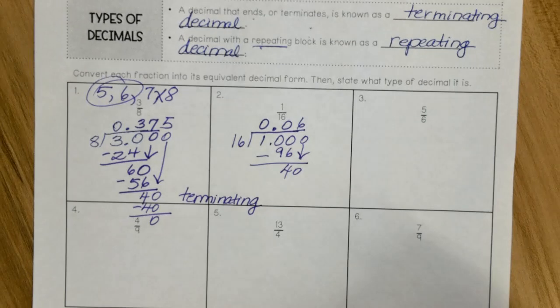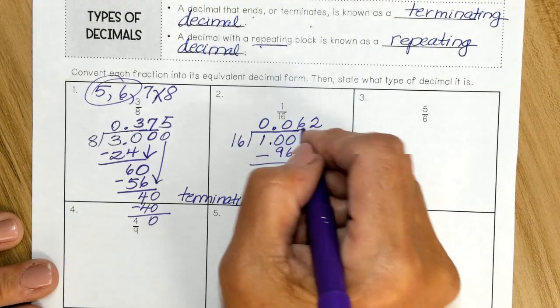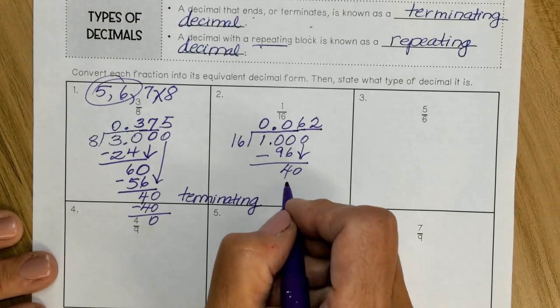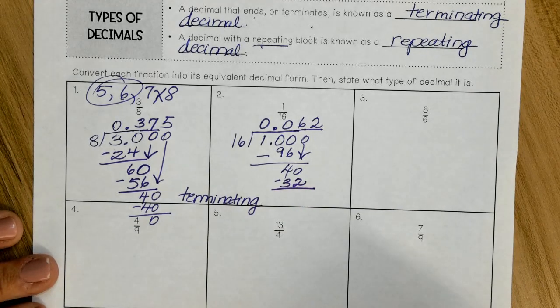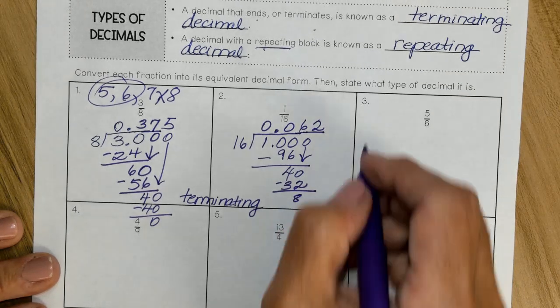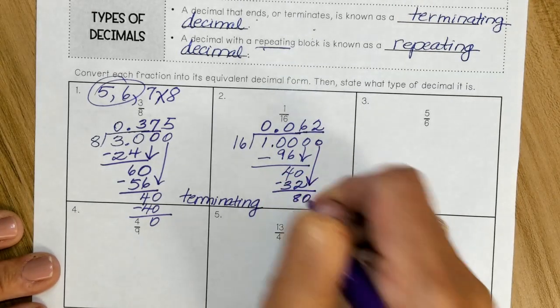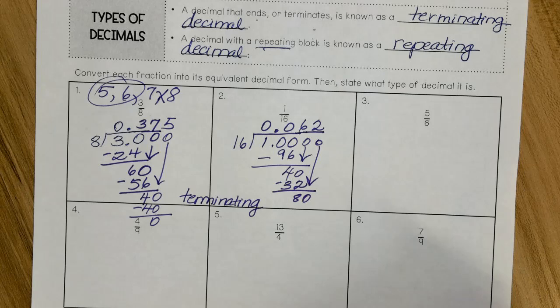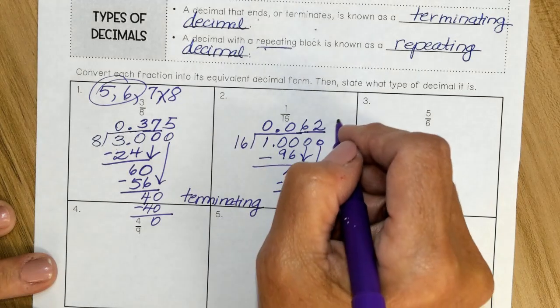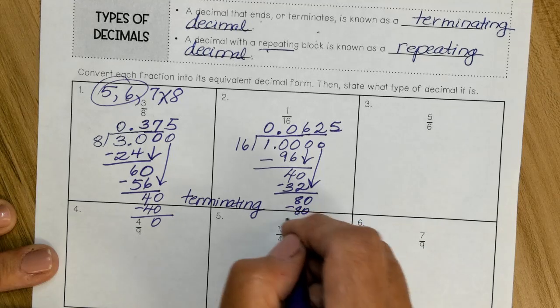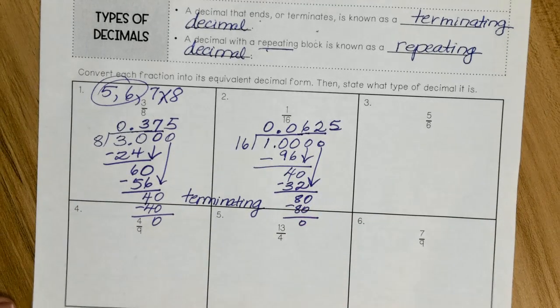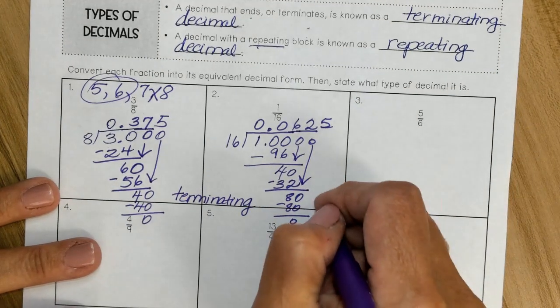16 goes into 40 2 times, subtract that and get 8. Add a 0, bring it down. 16 goes into 80. What do you think? 5 times? Good. And 5 times 16 is 80. And that is a terminating decimal.